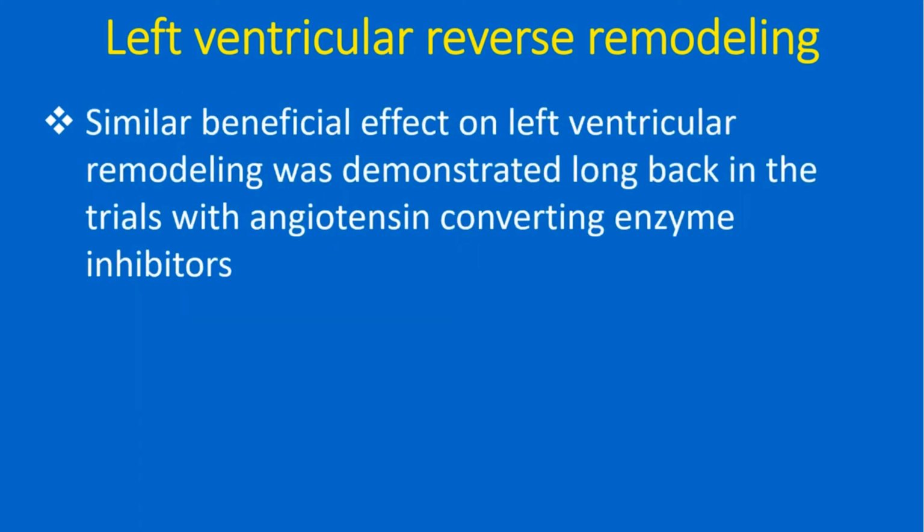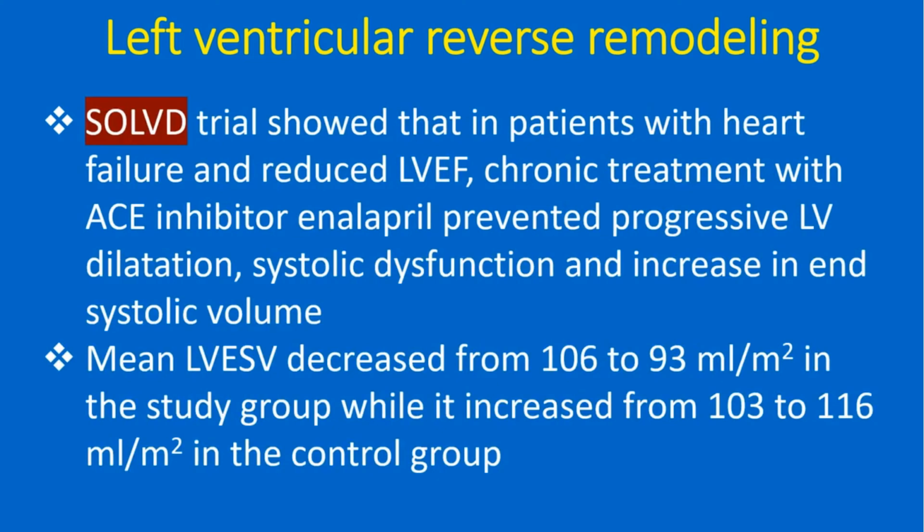Similar beneficial effect on LV remodeling was demonstrated long back in the trials with angiotensin converting enzyme inhibitors. Studies of Left Ventricular Dysfunction trial showed that in patients with heart failure and reduced LV ejection fraction, chronic treatment with angiotensin converting enzyme inhibitor enalapril prevented progressive LV dilatation, systolic dysfunction and increase in end-systolic volume. Mean end-systolic volume decreased from 106 to 93 ml per meter squared in the study group, while it increased from 103 to 116 ml per meter squared in the control group.